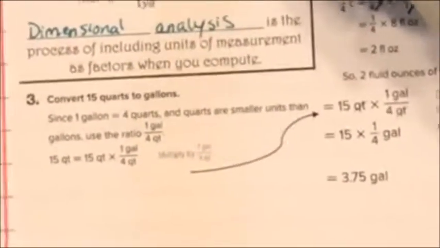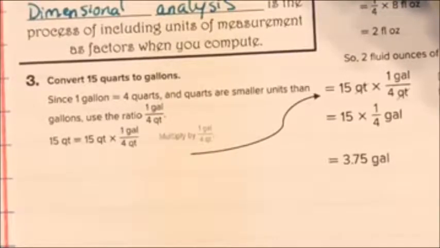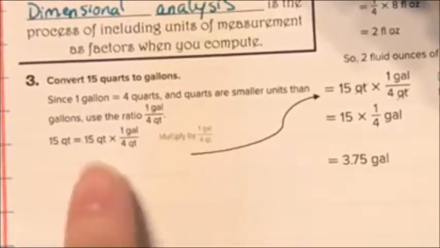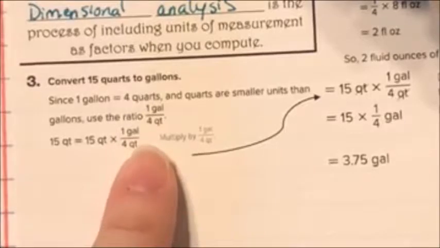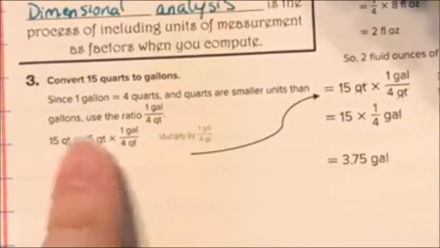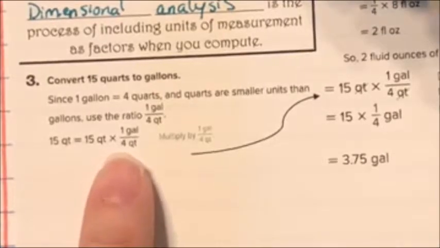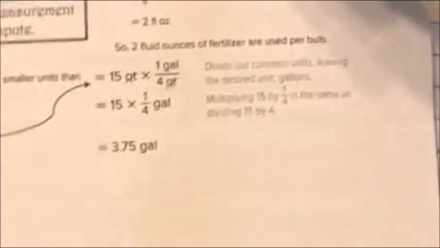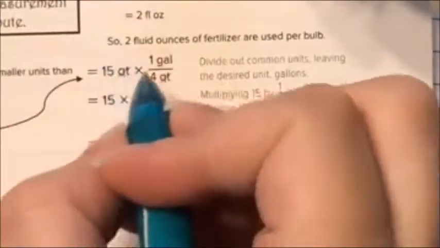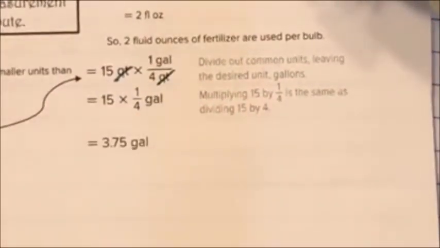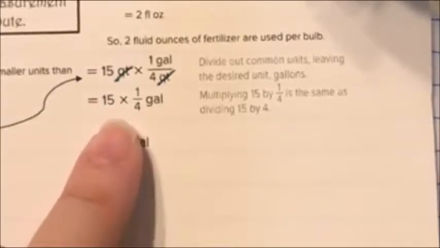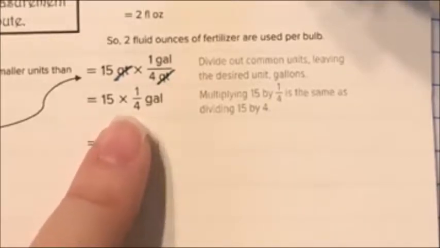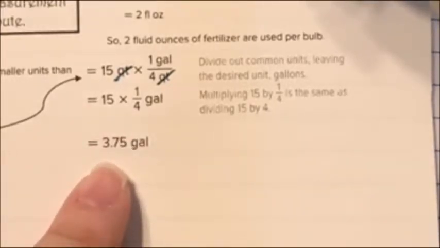Okay. Example number 3 says convert 15 quarts to gallons. Since 1 gallon equals 4 quarts, and quarts are smaller units than gallons, use the ratio 1 gallon over 4 quarts. 15 quarts equals 15 quarts times 1 gallon over 4 quarts. As seen here, my quarts cancel each other out, which is what I wanted them to do. So now I have 15 times 1/4. So 15 times 1 gives me 15, over 4. When I divide, I get 3.75 gallons.